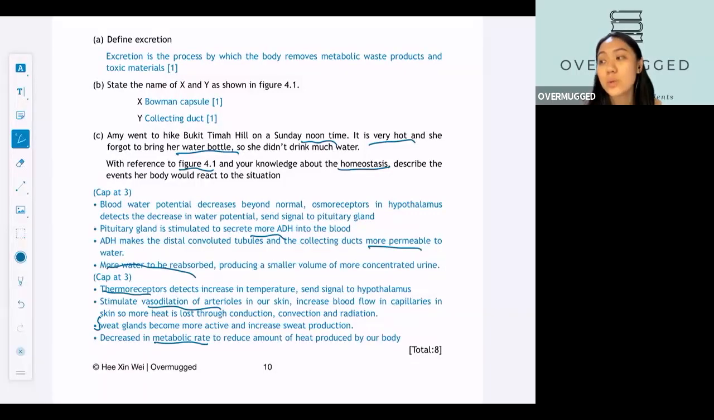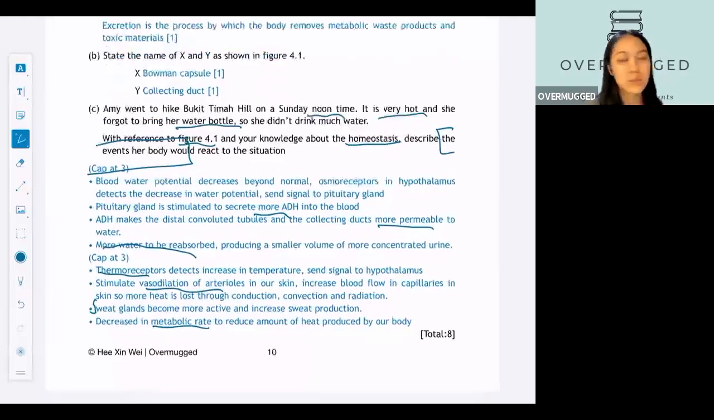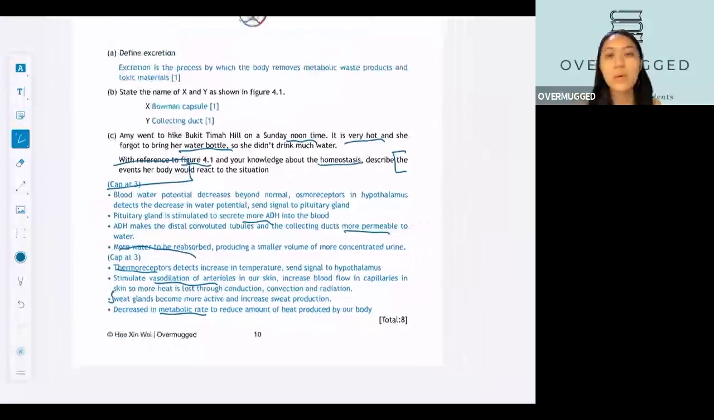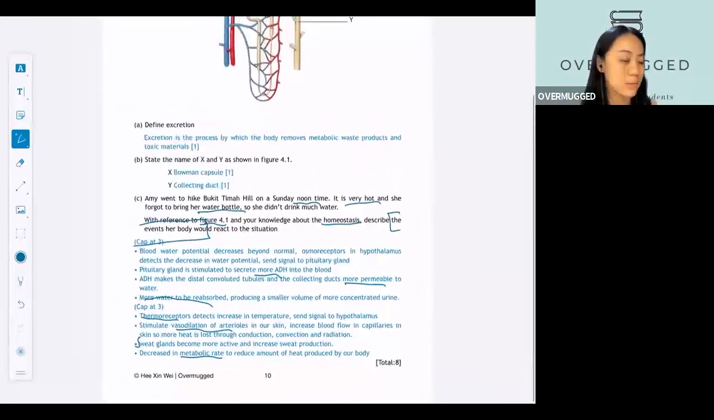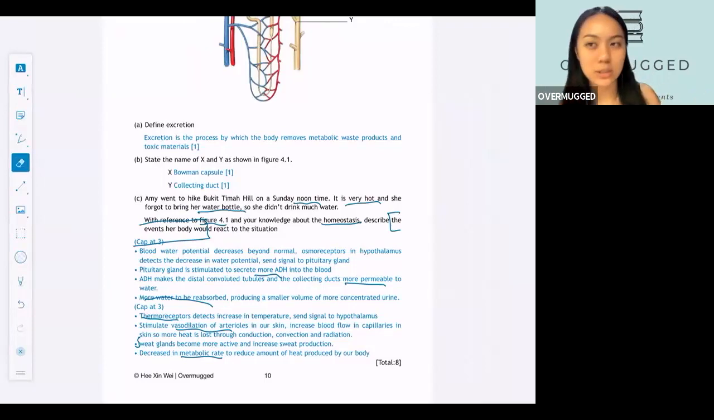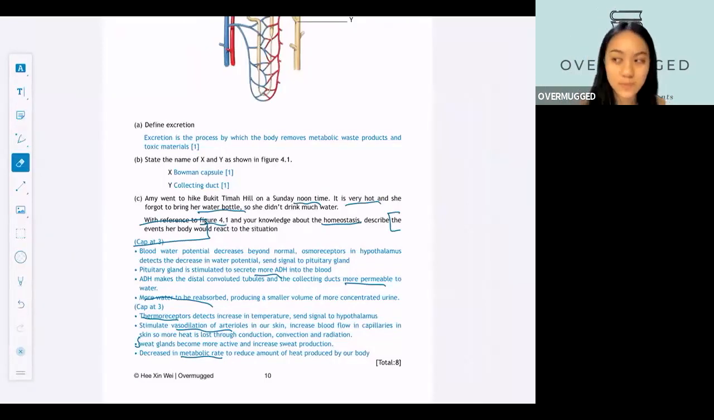Human body goes through homeostasis. Yep, so that idea is correct, but for the events her body would go through, you actually need to talk about the process of homeostasis. So all these things. I think the challenging part in this, right? Oh, my iPad is lagging. It is kind of reading the question. I feel like the answer part in this paper is not too difficult. It's all in your notes. But it's more about reading the question and reading what the question wants.